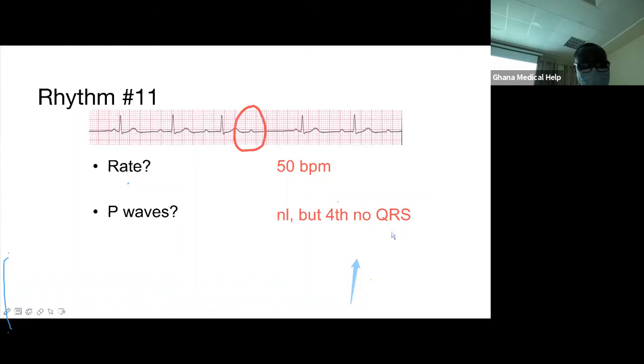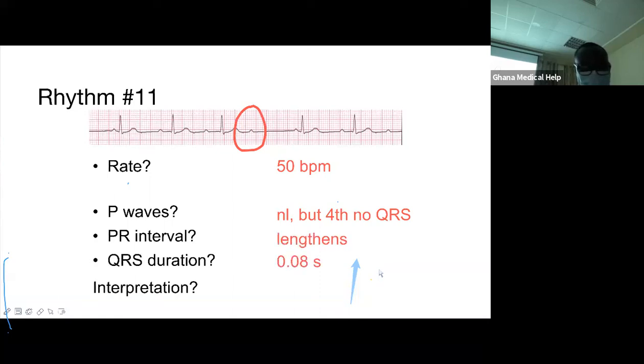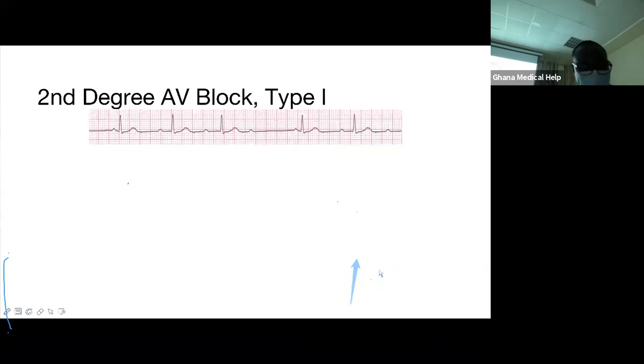The P wave, if you look at this one, you see a P wave, but you do not see any QRS. So there is progressive prolongation of the P wave till it drops, and the interval keeps lengthening, like we mentioned. The QRS is normal. What's the interpretation? We think that it is a second degree Mobitz type 1 AV block.